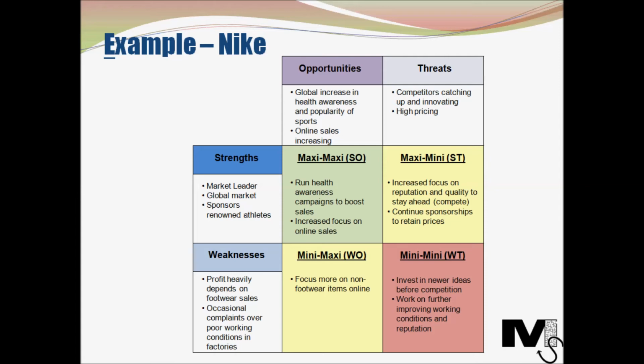Now, what would be the combination of strengths and opportunities, the maxi-maxi strategies? Nike would try and run health awareness campaigns to boost sales, and also increase their focus on online sales. So they're trying their best to exploit the opportunity of increasing online sales, and also trying to increase the awareness of the brand Nike being available as a leader in the sports sector, as there is an increase in the popularity of sports in general.